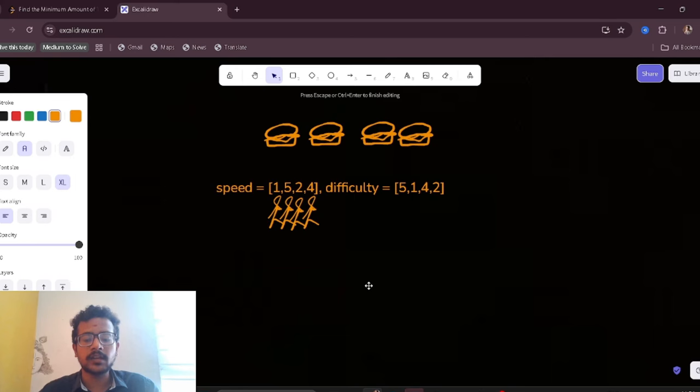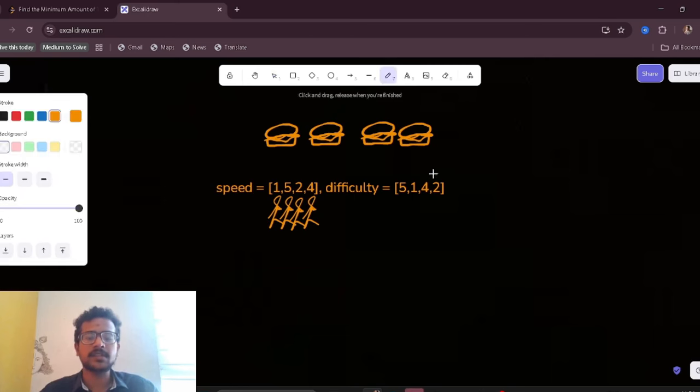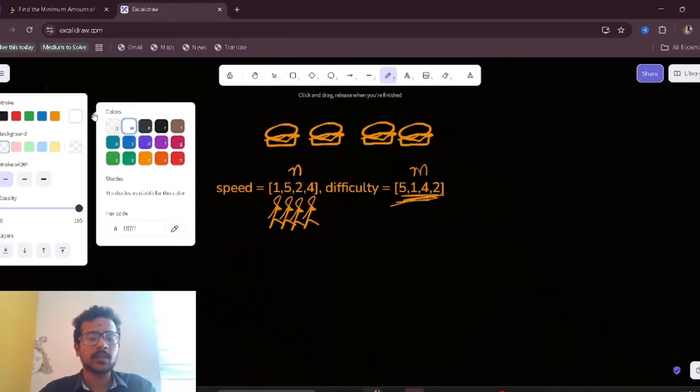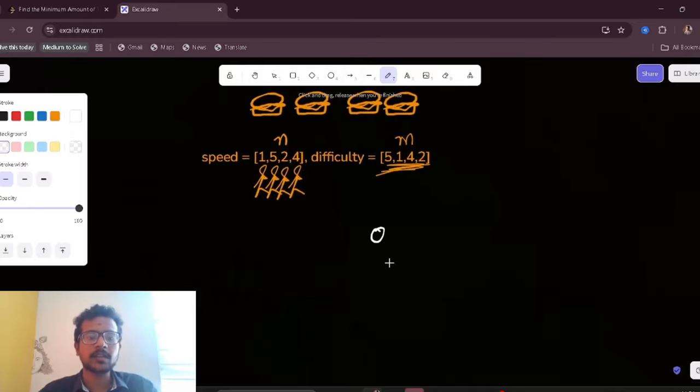Here the difficulty is given as 5, 1, 4, 2. So it means there are m burgers and we have n chefs. These are the chefs. Now my problem is that at 0 I would be starting to solve this problem, right?